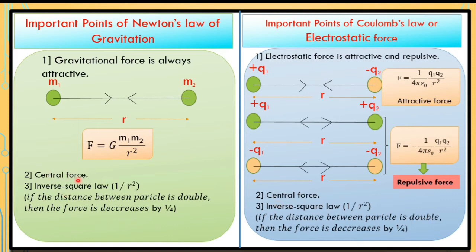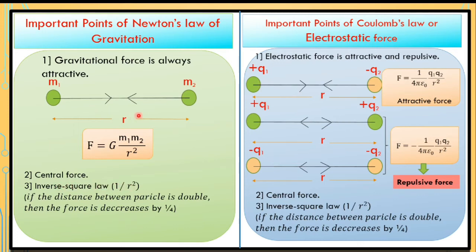Here the gravitational force is a central force. Similarly, the electrostatic force, or Coulomb force, is also a central force. So what is meant by central force? Suppose we have considered a particle and a center, and from the center we measure the distance, so that force starts from the center. That's why it is called central force. Similarly, for these two charges, distance is considered from the center of the charge, so that is the central force. That is the inverse square law, 1 upon r square.